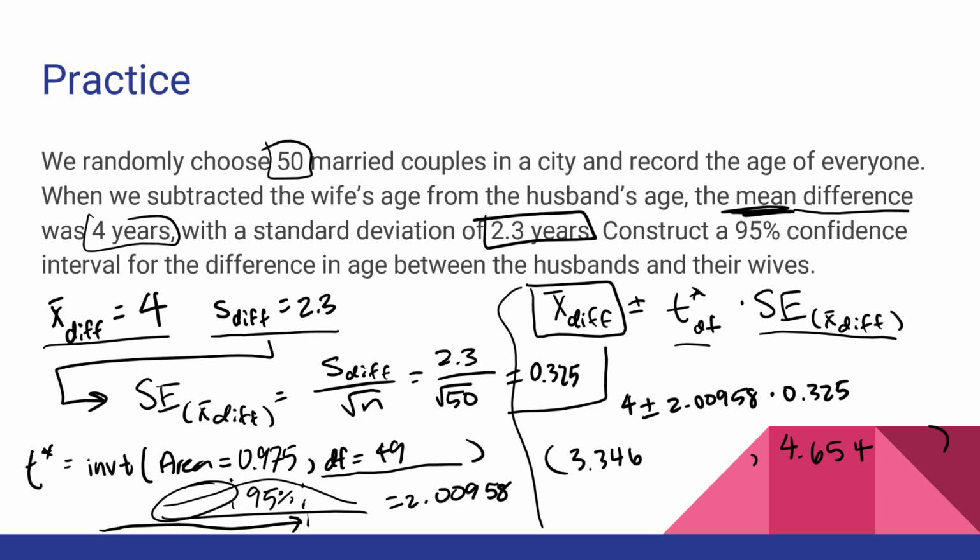So what this means is that we are 95% confident that the mean difference in age between married couples in this city is between 3.346 years and 4.654 years.